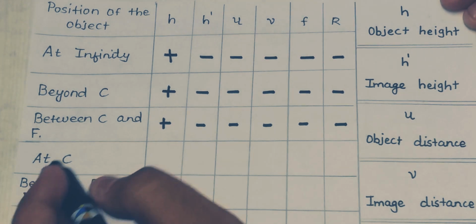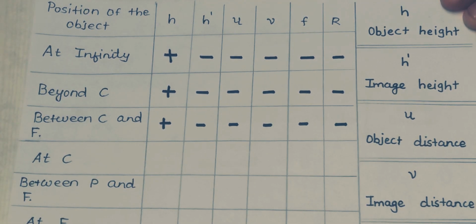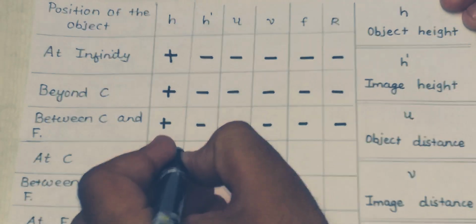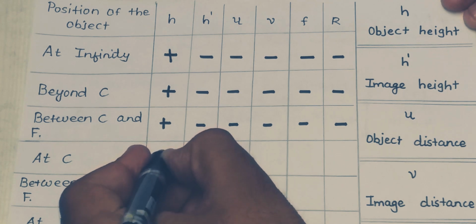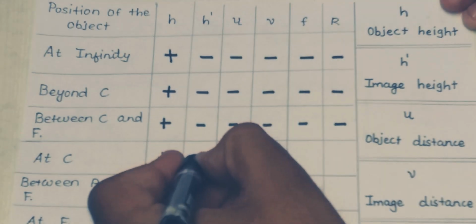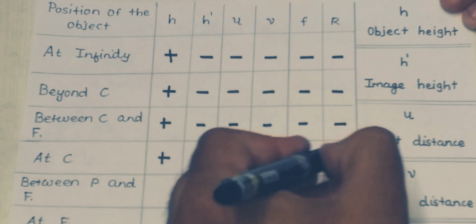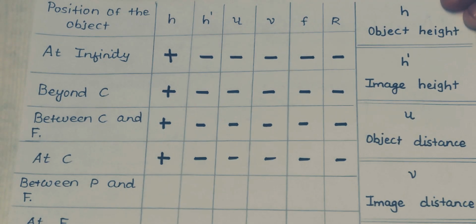Now when we move on to the next case, when we put the object at C, here also it is the same. We get a real and inverted image. So here also h is positive and all the other things are negative.